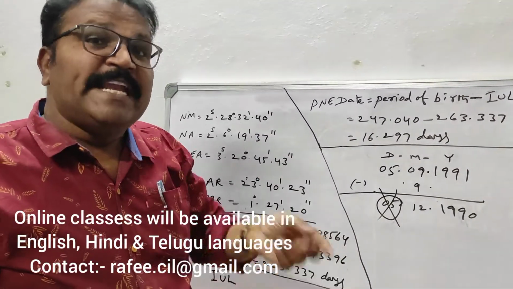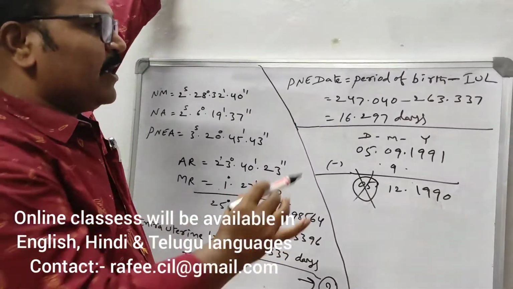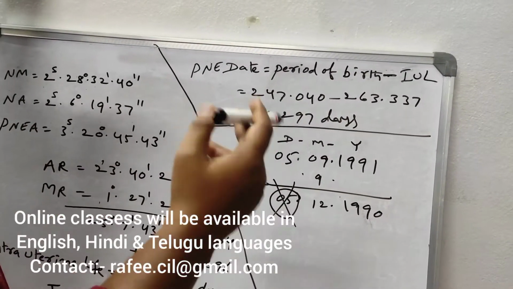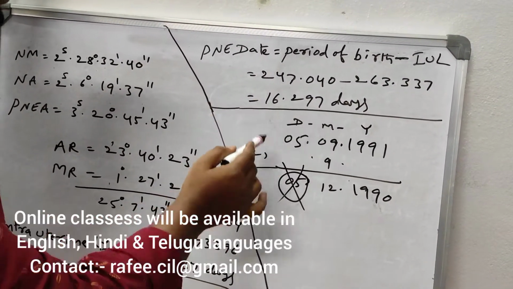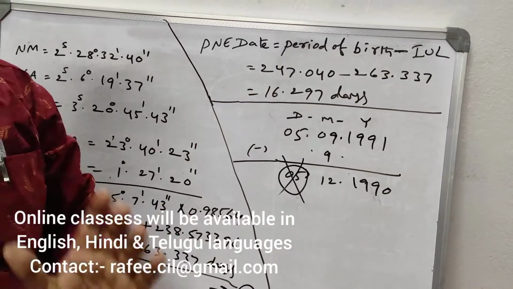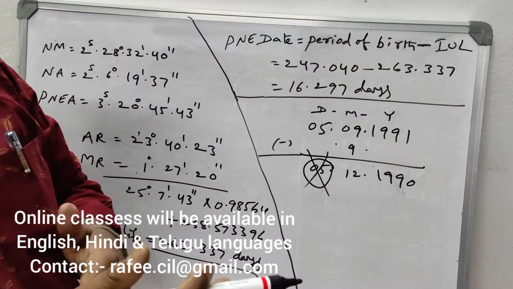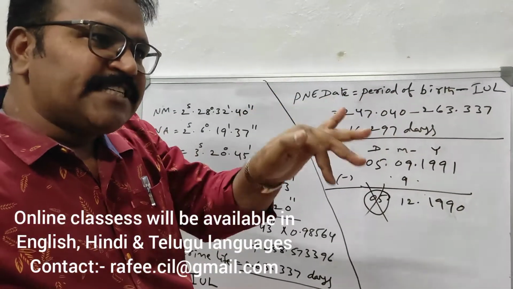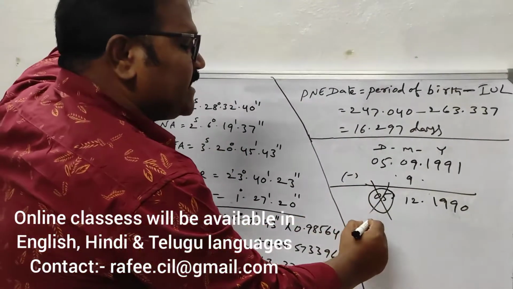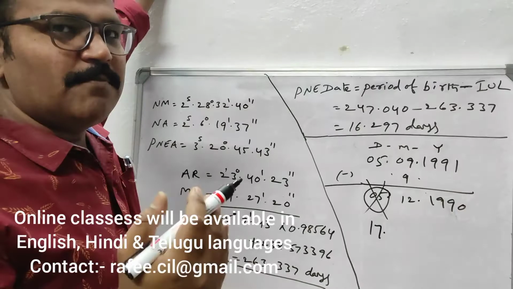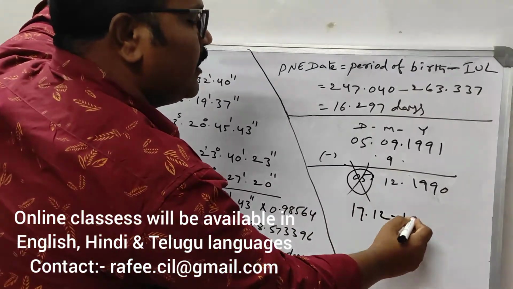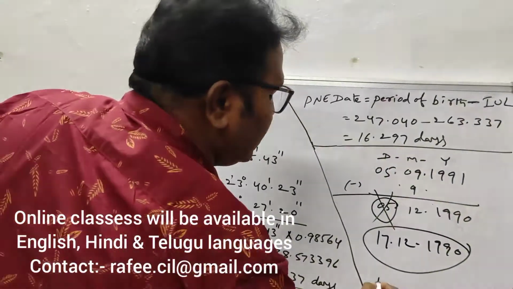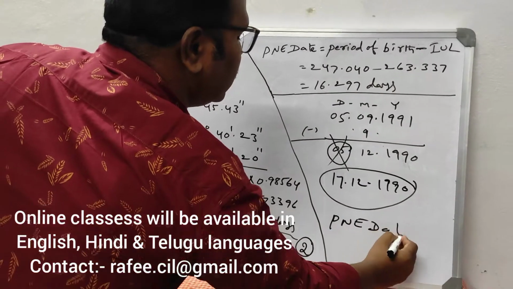Now how can you get the PNE date? Listen to me. The PNE date is equal to the period of birth time minus IUL, which is 16.297. Here 16.297 means the 17th. That means 16 point something means after 16, which means the 17th. So the 17th date should come, that means 17, 12, 1990. This is the prenatal epoch date.